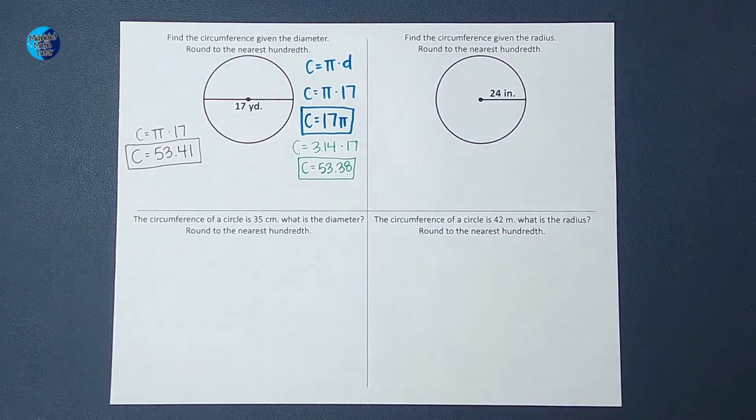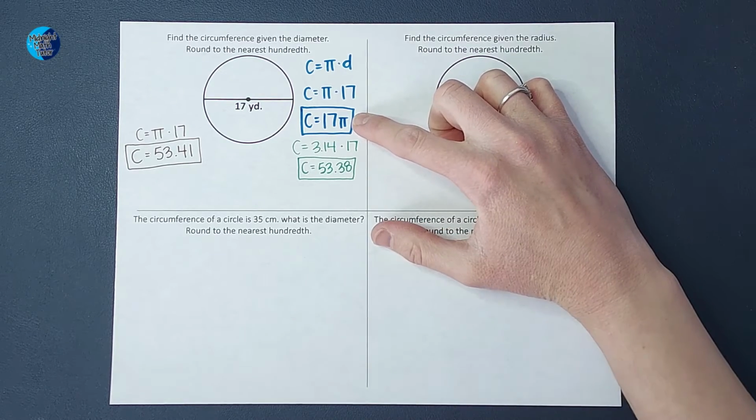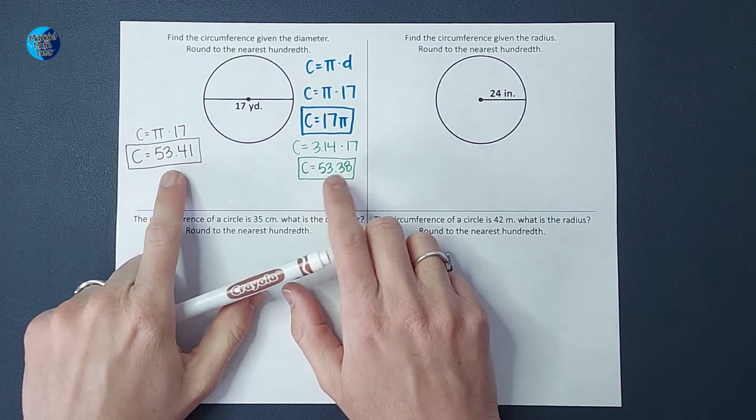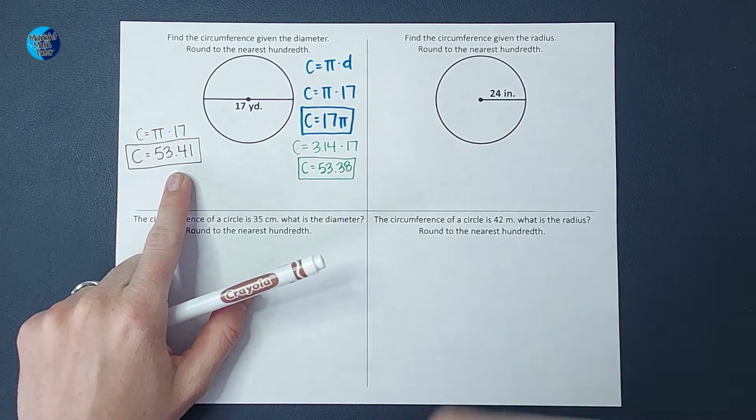So this is why some teachers want it as the exact answer, because depending on what you use for pi, your answer is going to come out a little differently rounded.